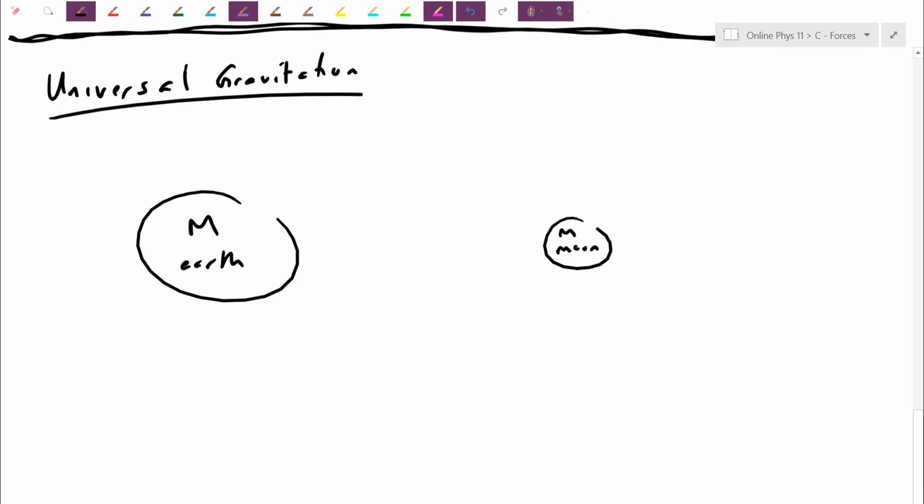Gravity is always an attractive force. It always pulls masses together. So we have an Fg and an Fg. Newton's third law guarantees me that these forces are equal and opposite. So gravity is the attractive force between two masses here. We don't see the Earth actually accelerate towards the moon. It's just because the Earth's mass is so humongous in comparison to the moon's mass.